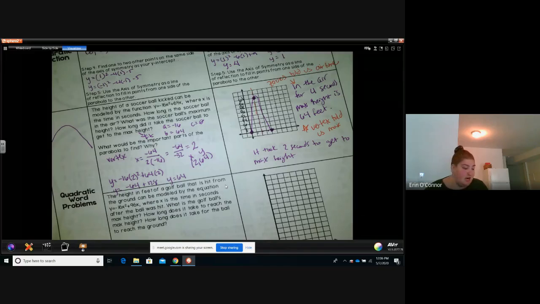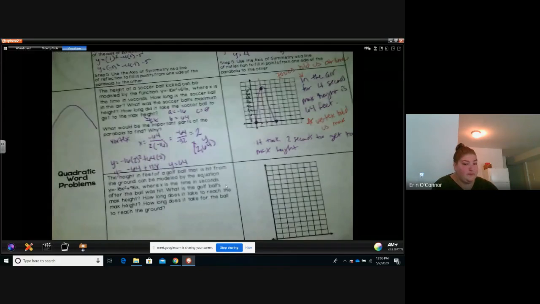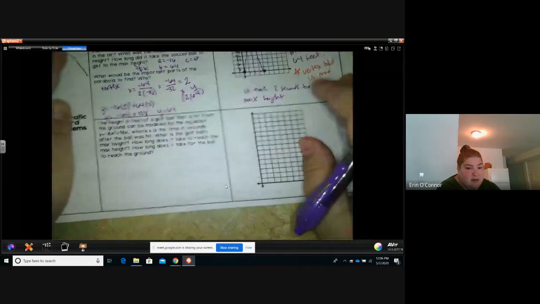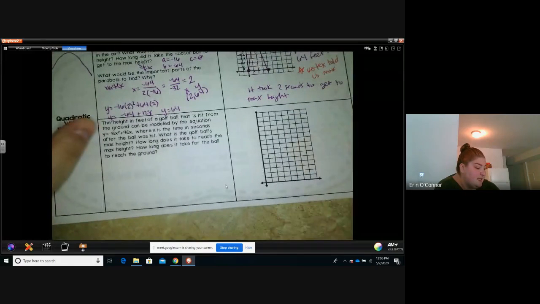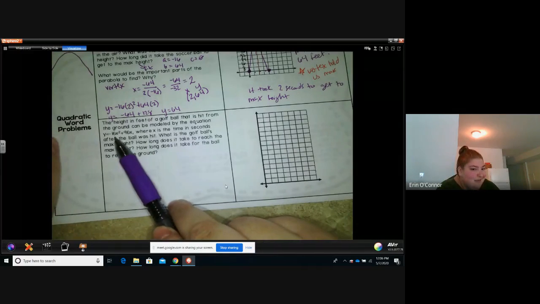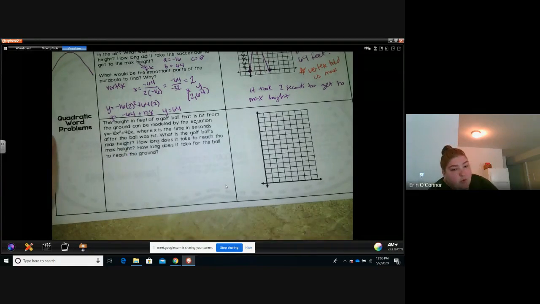Okay, let's try another one of these. The height in feet of a golf ball that is hit from the ground can be modeled by the equation -16x squared plus 96x. Looks very similar. The reason we're always going to have -16 here is that that is acceleration due to gravity. So that takes into account your gravity. Where x has been time in seconds after the ball was hit.